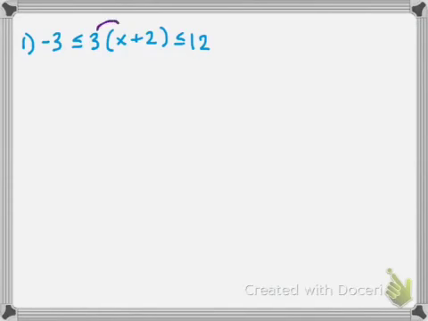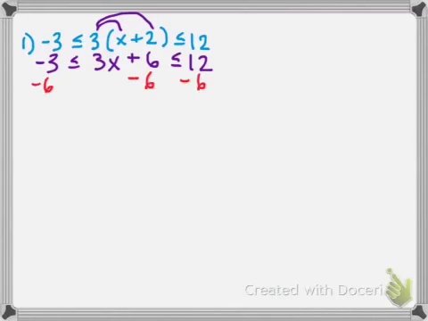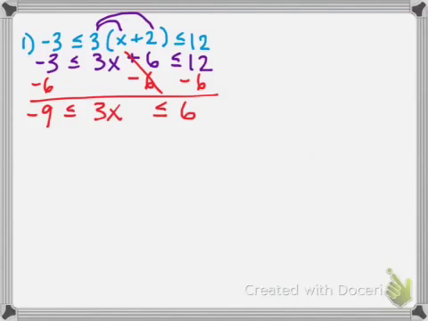First, I want to distribute the 3 because I see these parentheses. So I know that 3 times x is 3x, and then 3 times 2 is 6, so plus 6. Then I'm going to bring down the rest of my compound inequality. The next thing I want to do is get rid of this plus 6, because again I want to get the x by itself. So I'm going to subtract 6 from all 3 parts. On my left side, I know that negative 3 minus 6 is negative 9. Bring down my inequality symbol. And then I just have 3x remaining in the middle, and then I'll bring down my inequality symbol. And then I have 6.